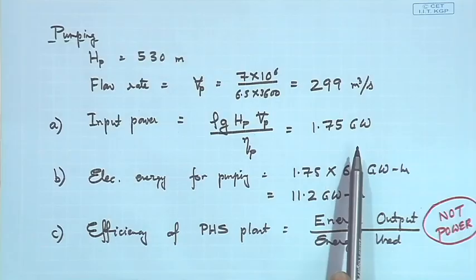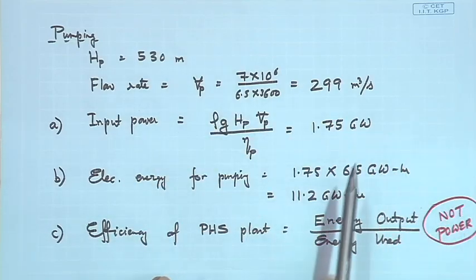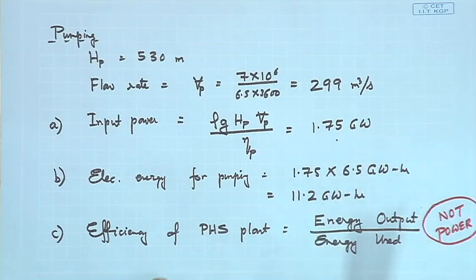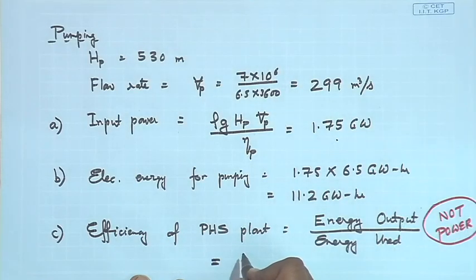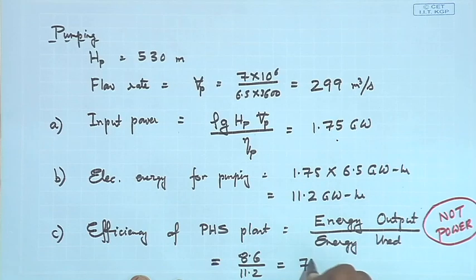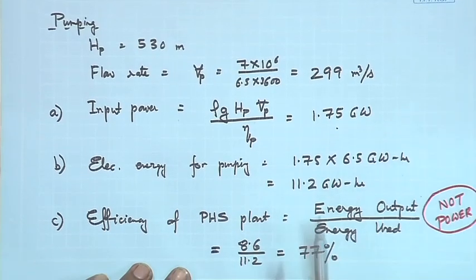But in this case, it is a ratio of energies. So, we are not going to use the power values. If you recall, what did we get? We got 1.75 as the input power and 1.72 as the output power. So efficiency is almost close to 100%, but that is not the case. Therefore, we are going to use the energy, which is 8.6 over 11.2, and that turns out to be around 77%.